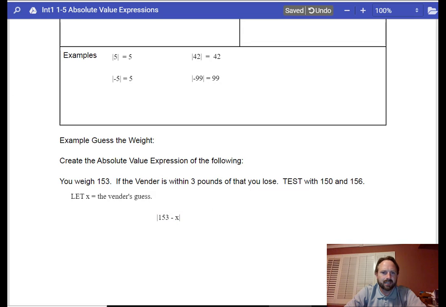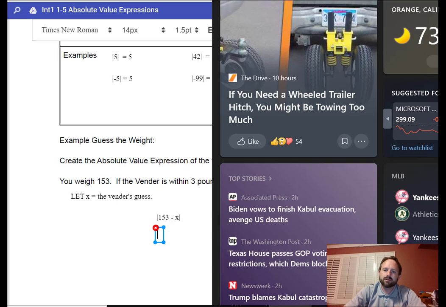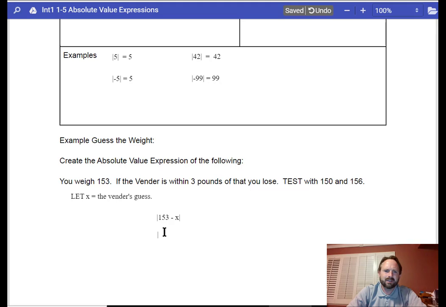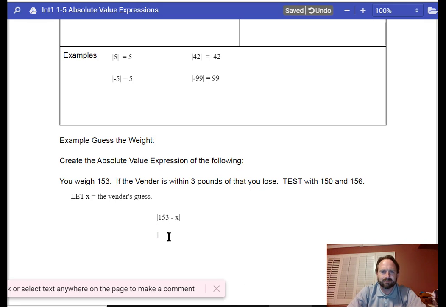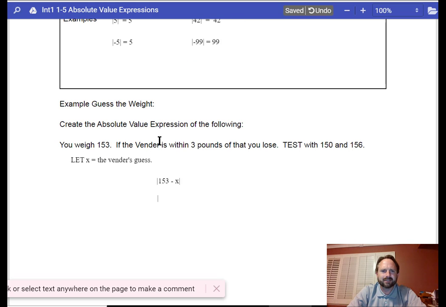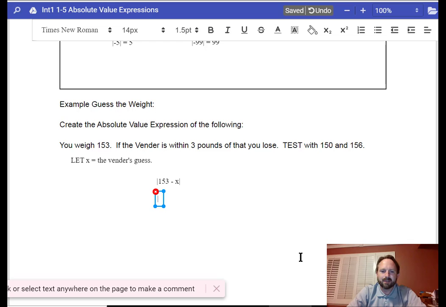We should know if we have 150, that's within a 3. So we want to figure out, will this expression evaluate to just 3? All right, so let's test it. Let's test 150. The absolute value of 153 minus 150. 153 minus 150 would be 3. How far away from 0 is 3? It's 3.